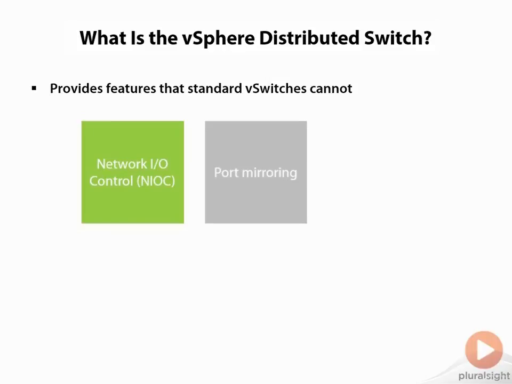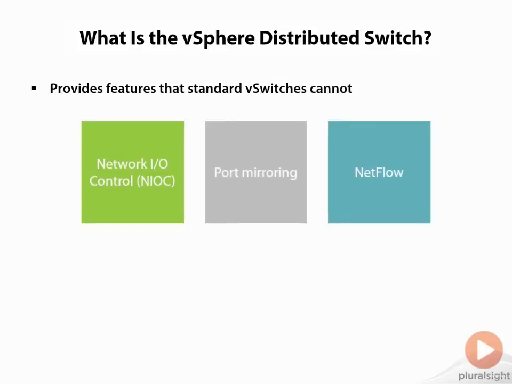So now you can do SPAN and what's called ERSPAN, encapsulated remote SPAN, so you can capture traffic going in and out of a VM and then point it to an IP address of a monitoring appliance or probe on another part of the network and send the traffic over there. So very good for troubleshooting.